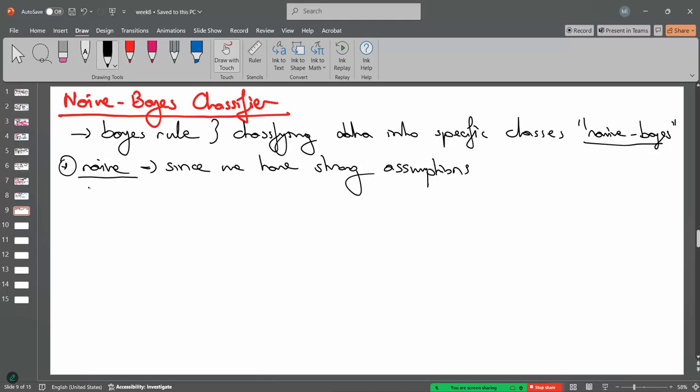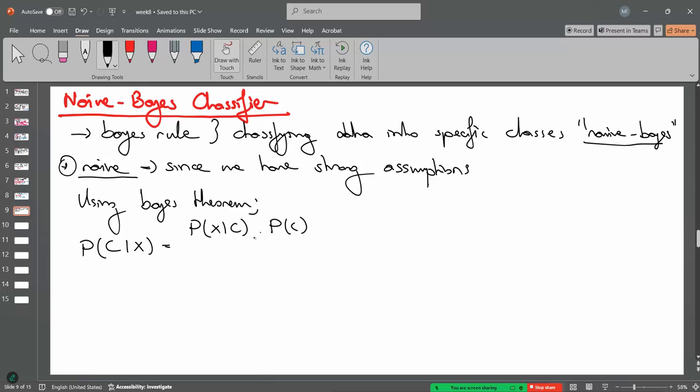And so, using the Bayes theorem, we can write P(C given x) as the likelihood P(x given C) times P(C), divided by P(x). This P(x) is the existence probability rate of x, and this P(C) is the class probability, the prior rate. And this is the likelihood.